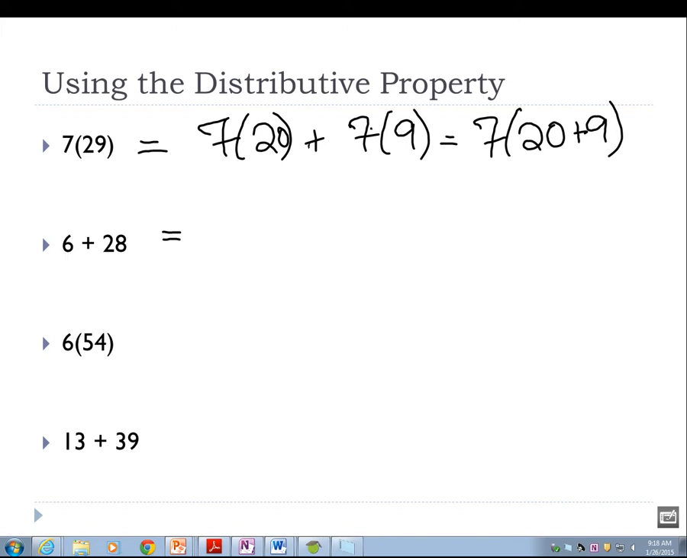Yeah. 6 times 4 plus 8. Let's see if that would work. So we have 6 times 4, which is what? 24. Plus 48. No, that would be too big. But you're on the right track. That's the right idea.